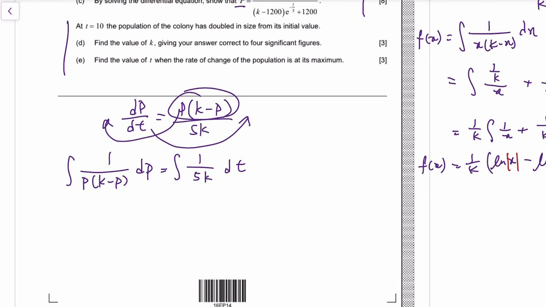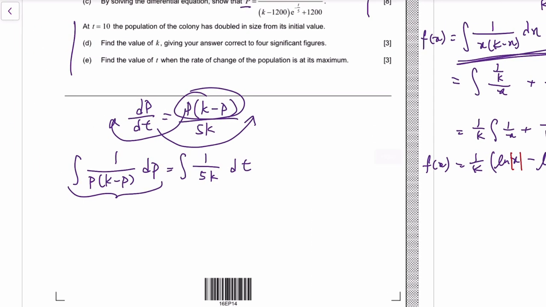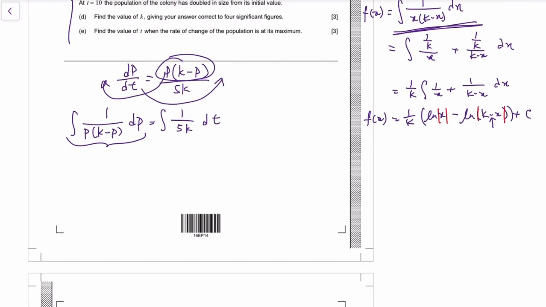So this is where part B was useful. This is basically done as this, except now instead of x, that becomes p, so it's 1 over k ln |p| minus ln |k minus p|, plus c. But usually if you have two integrals, one on the left, one on the right, you only add c once. I personally add it on the right.